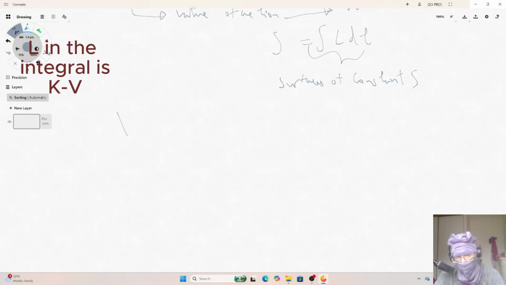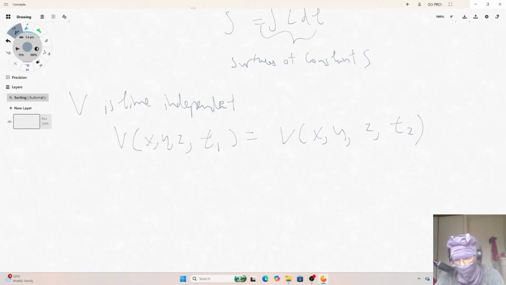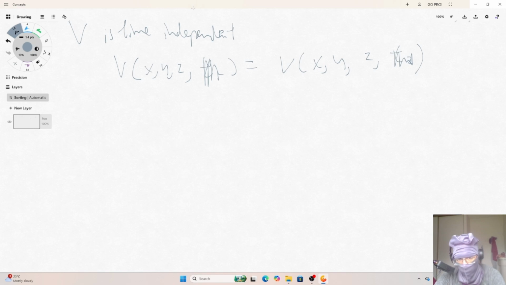In our case, the potential is time independent, which means the potential will be equal at the position regardless of the time. So we do not need to consider the time. So we want S to be something that gives the value of an action.